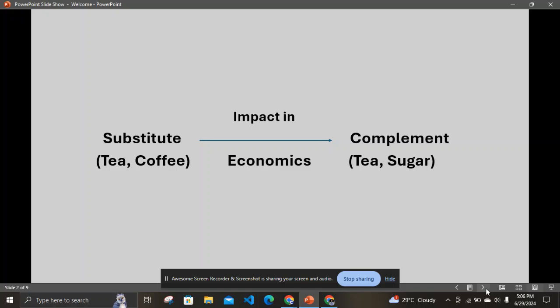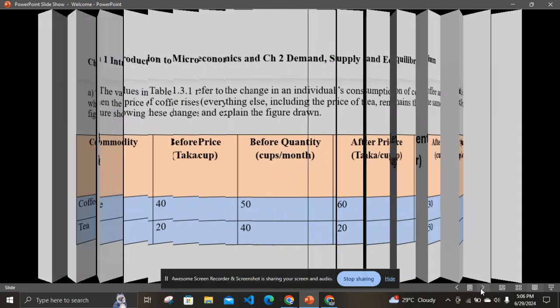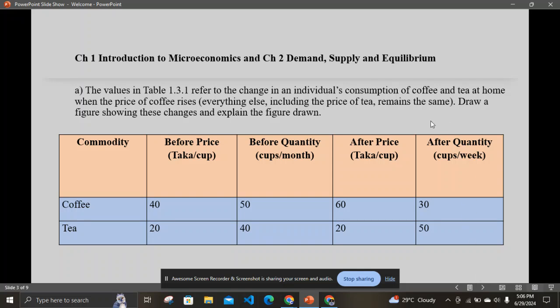So let's jump into the problem set. There we will understand the basic fundamentals, the core thing from economics about substitutes and complements. So here we have the problem set.